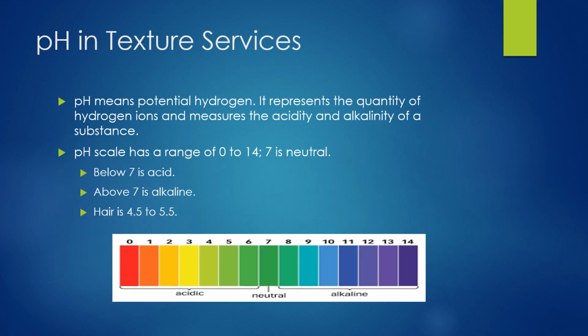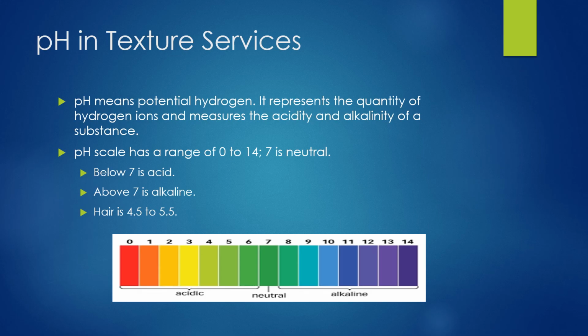The importance of pH in texture services. pH is an abbreviation for potential hydrogen. The symbol pH represents the quantity of hydrogen ions. The pH scale measures the acidity and alkalinity of a substance by measuring the quantity of hydrogen ions it contains.